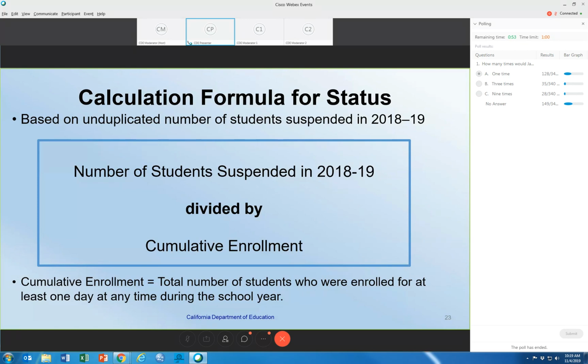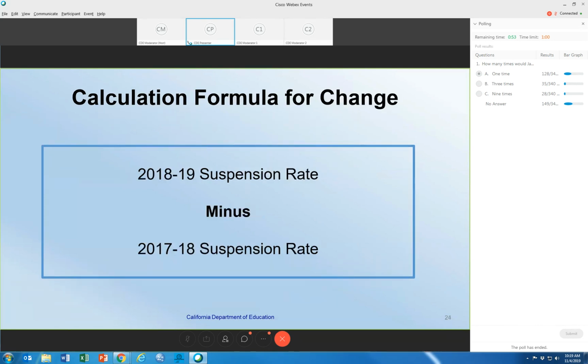This number is usually much larger than your census day enrollment and differs. So please, and this is a number that's calculated here at the department, that's a special number for you to look at and make sure that it's reflective of all the students who passed in and out of your school and or district throughout the school year. In order to calculate change, we look at a comparison between this year's suspension rate from 2018-19 and we subtract last year's suspension rate from 2017-18.